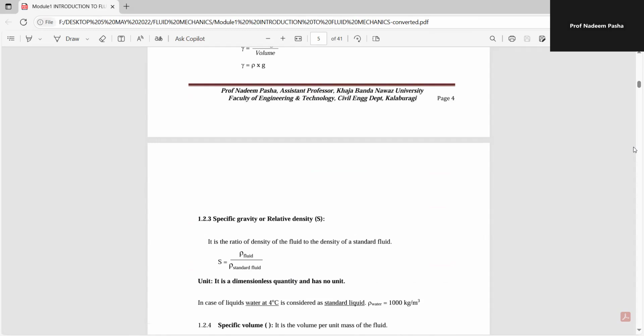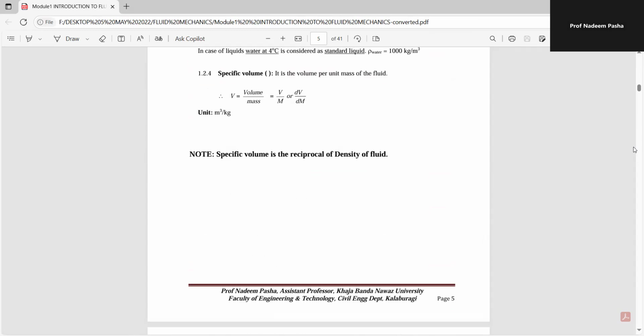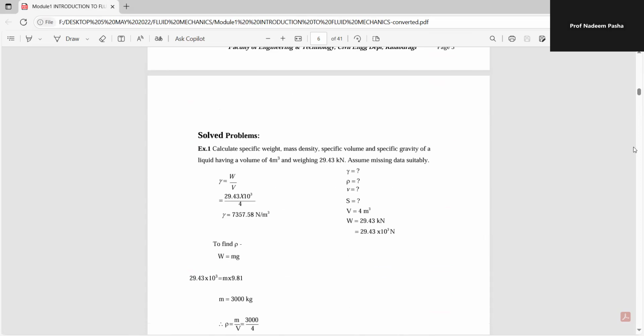Next is specific gravity or relative density. It is the ratio of density of fluid to density of standard fluid. It is a dimensionless quantity and no SI unit is there. And the standard fluid is water whose density is 1000 kg per meter cube. Lastly, specific volume is the reciprocal of density of fluid. That is, it is defined as the ratio of volume of fluid to mass of fluid, and its SI unit is meter cube per kg. Now, with the help of this data, we will calculate one problem.